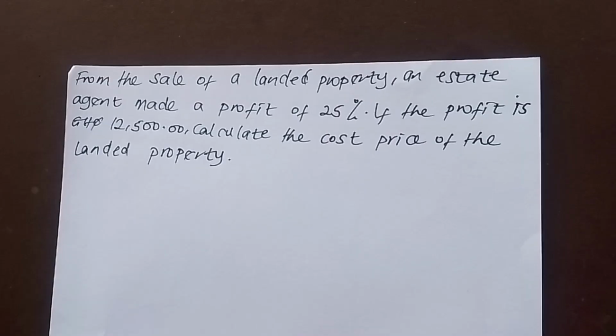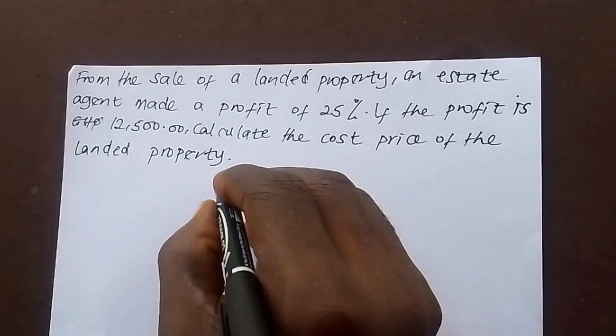We continue our lessons on percentages, looking at the question involving profit and loss. From the sale of a landed property, an estate agent made a profit of 25%. If the profit is 12,500 Ghana cedis, calculate the cost price of the landed property. Let's jump straight into it.